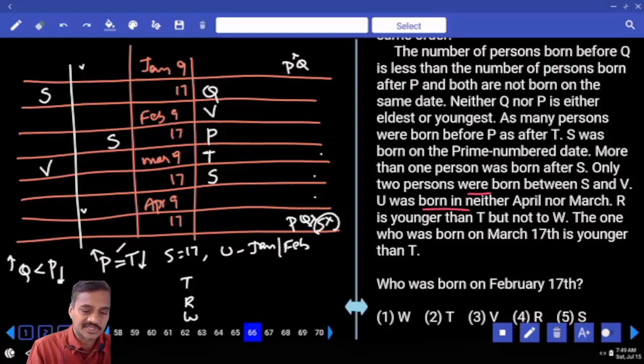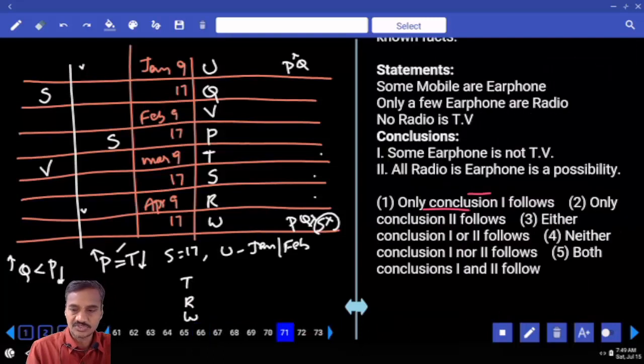Then for the remaining 3 persons, who are the remaining persons here? T, R and W. R is here, W is here. And the person who is left out is U, and U must be here. Now this is about question number 66 to 70.